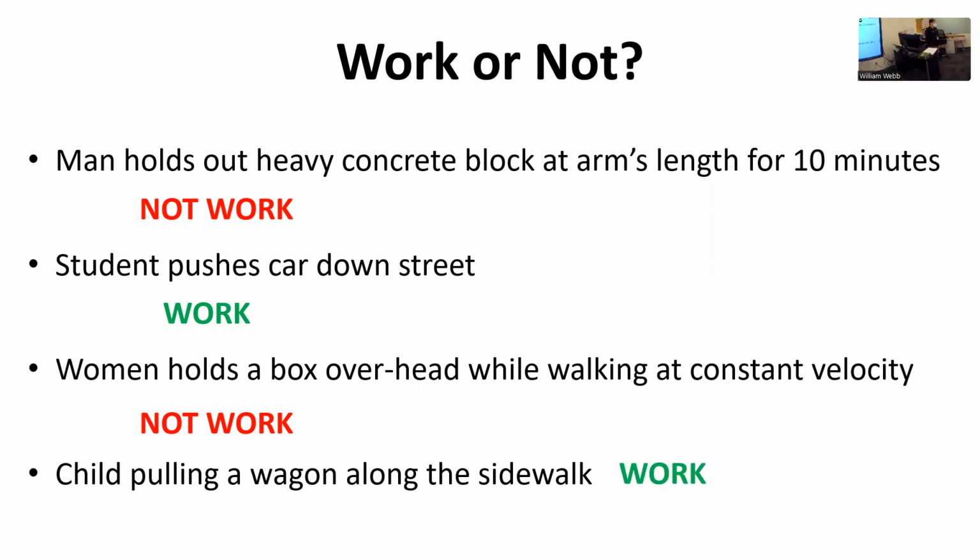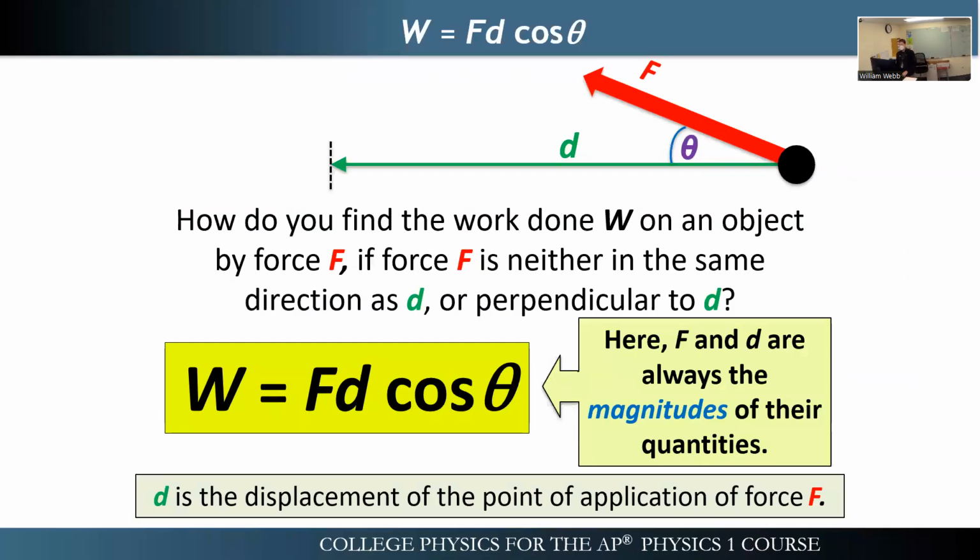Oh, I gave you the answer, but I think you would know it. A child pulling a wagon along the sidewalk would be work. The wagon is moving, and at least some component of that pulling force would be in line with the movement, so that would be work. All right. Now let's talk a little bit more about that angle and when it does matter.